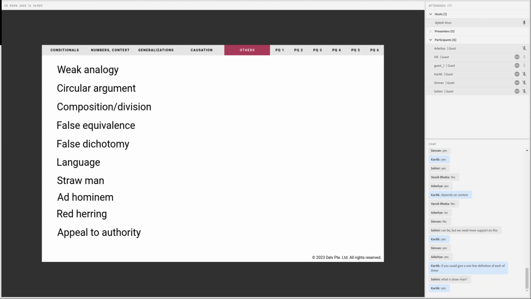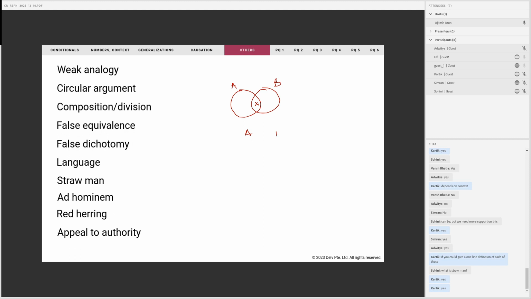So false equivalence is, have you heard of that saying that you're comparing apples to oranges? It's basically that. If you say that two things share one quality, and therefore they are the same, that's false equivalence. It looks something like this. Let's say thing A and thing B share something, let's call it X. Just on that basis, we are saying that A and B are equivalent. That's false equivalence. False dichotomy is when you present a limited number of options to people without considering other options.